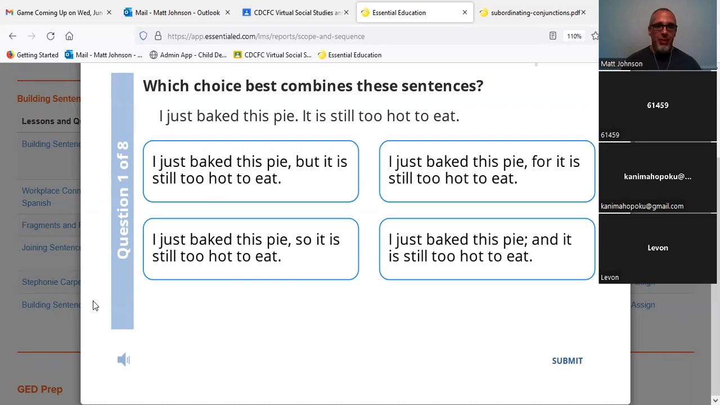"But" is pretty close. I just baked this pie, but it is still too hot to eat. I could see you using that, but that is contrast. And we're basically looking more at a sort of if-then type of relationship. So in this circumstance "so" is the correct way to go. I just baked this pie, so it is still too hot to eat. I just got this pie out of the oven, so it is still too hot. Very tricky, these two.